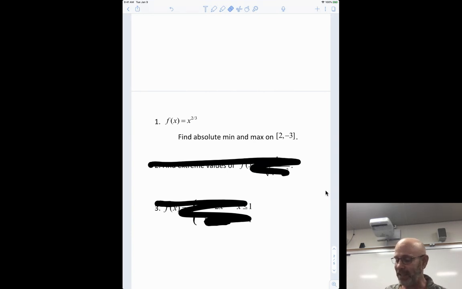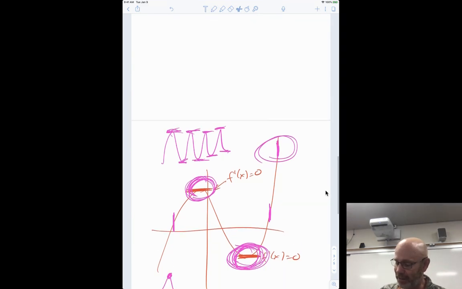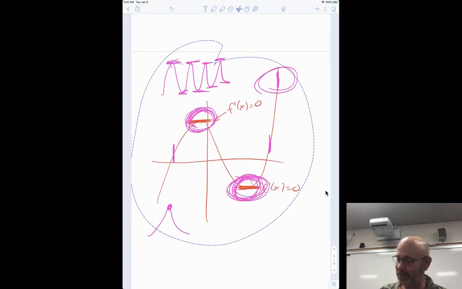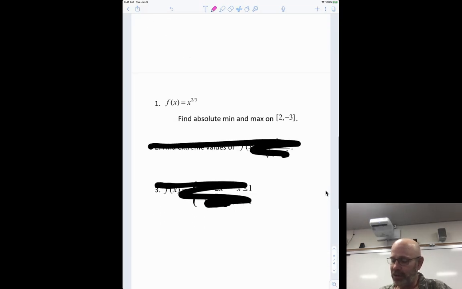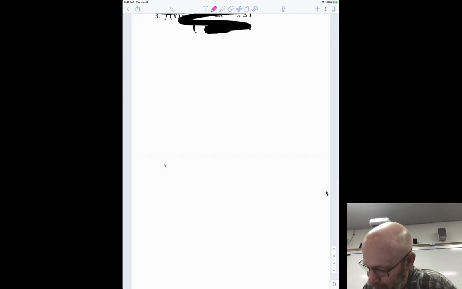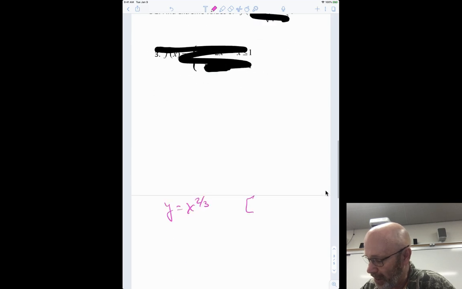The first question says to find the absolute minimum and maximum on the interval from 2 to -3. So I'm going to rewrite down here. Give me a second to get rid of all of this. And we'll kind of rewrite the problem here, which is x to the 2/3. And the interval was 2 to -3. Whoa, 2 to -3. How about -3 to 2?